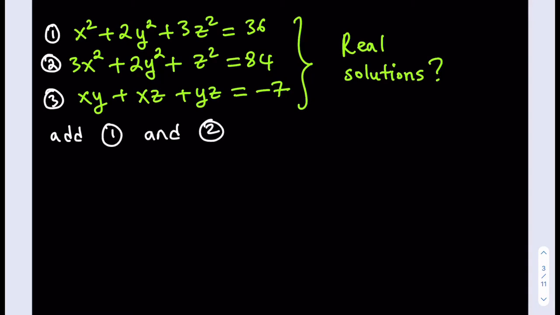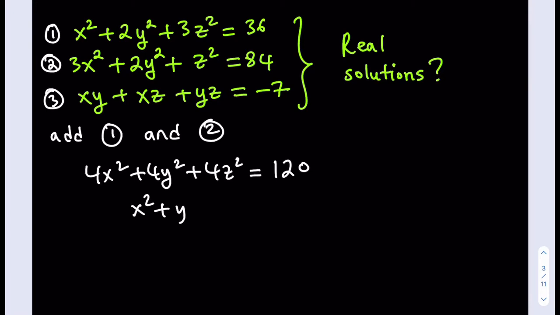Okay, when I add those two equations, I'm going to be getting 4x squared plus 4y squared plus 4z squared is equal to 36 plus 84, which is 120. If I divide both sides by 4, then I'm going to be getting x squared plus y squared plus z squared is equal to 30. Let's call this equation 4. So now we have 4 equations.